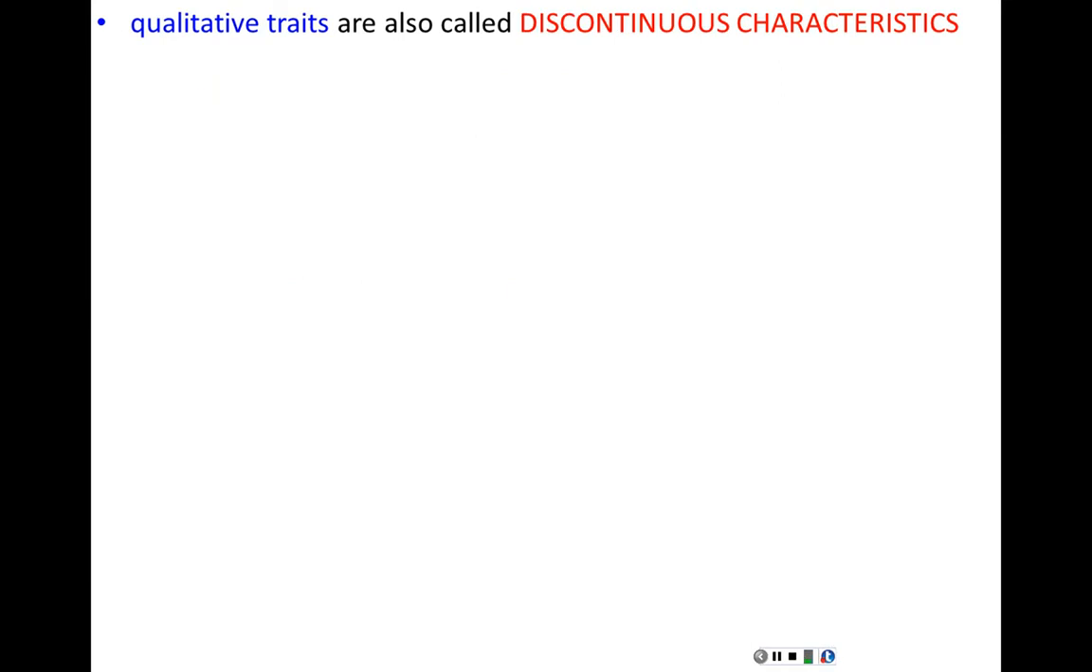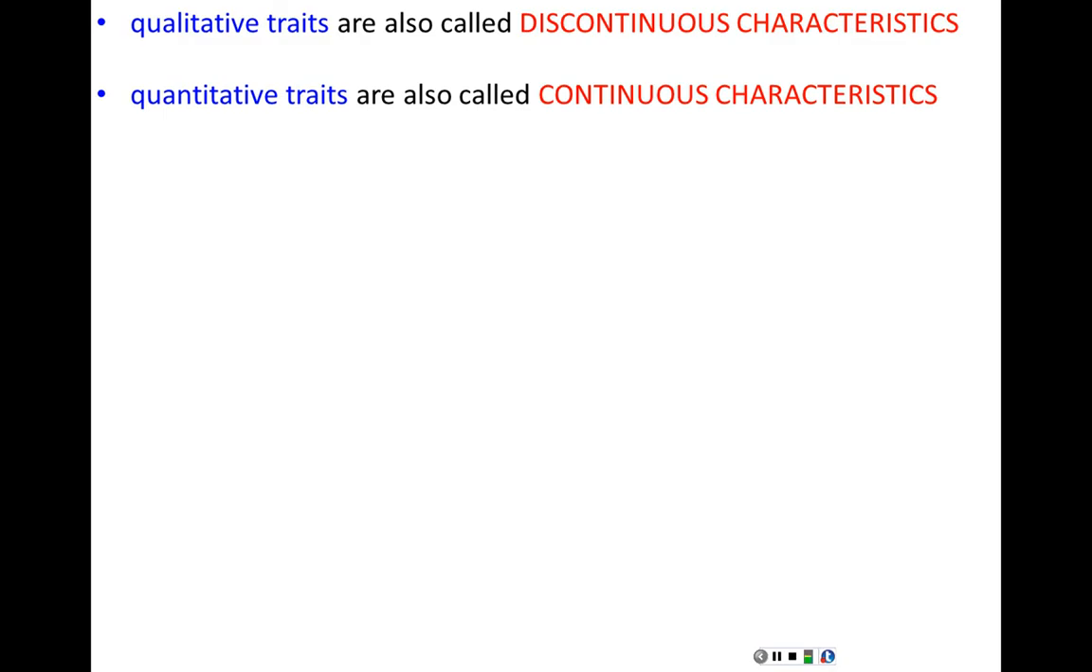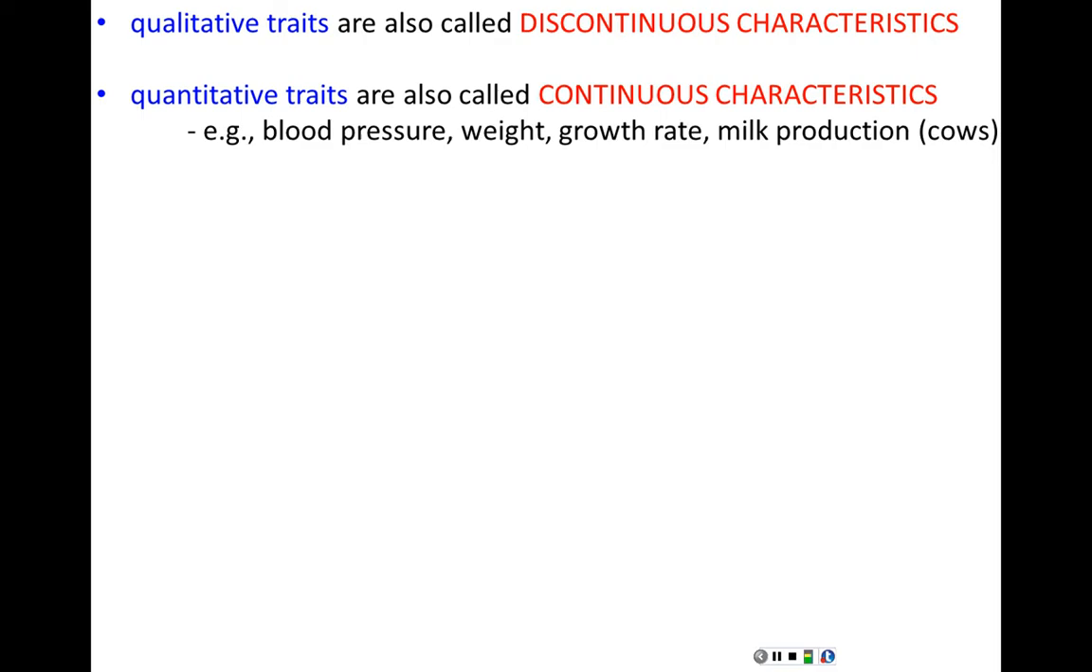We also use the term discontinuous characteristics for qualitative traits, meaning there is not a continuous spectrum. There is boom, one state, or boom, the other state. Discontinuous. Whereas quantitative traits are referred to as continuous because you have this sloping spectrum from one extreme all the way continuous with representative phenotypes all along the way to the other extreme.